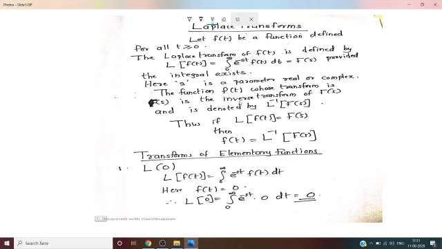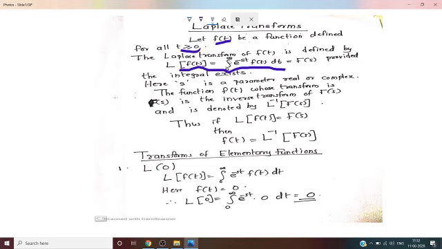First, we consider a function f of t and assume that this function is defined for all t greater than or equal to 0. Then the Laplace transform of f of t is denoted by L of f of t and is defined as L of f of t equal to integral 0 to infinity e raised to minus st f of t dt.